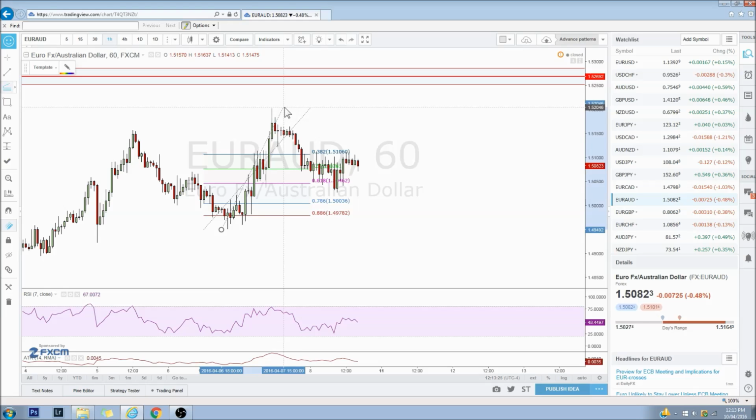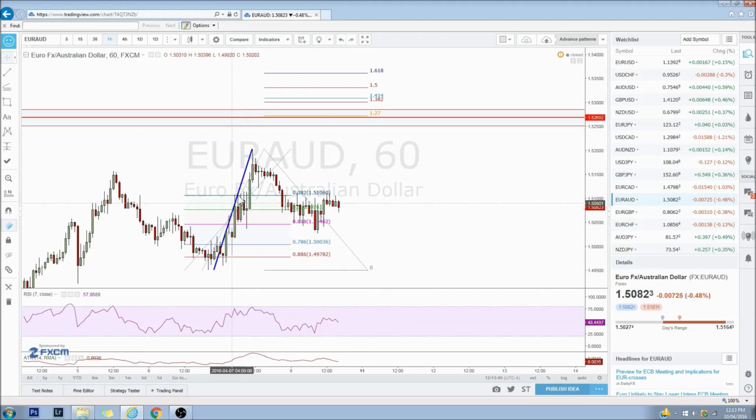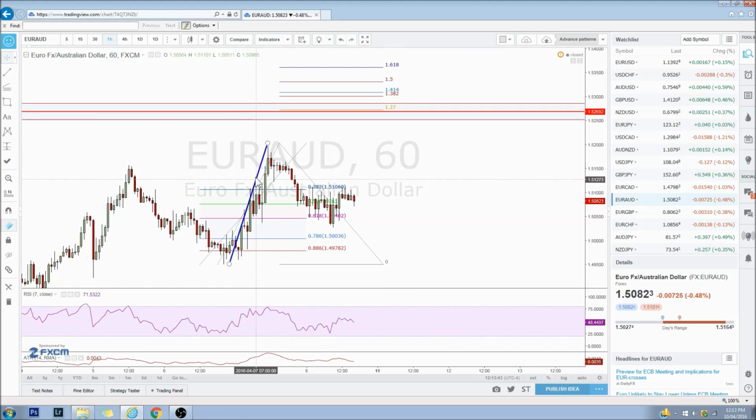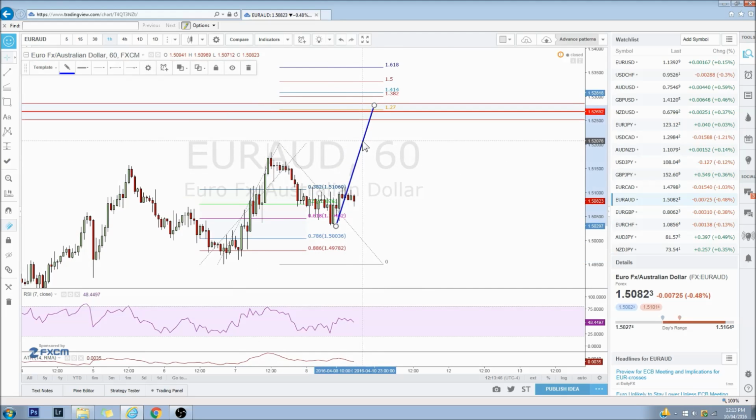an extension, Fibonacci extension, to the 127, which falls right there on the line. And with that 127, I'm looking for a harmonic move. Let me grab it. There we go. And a harmonic move up into that 127. First target's here. Second target's down in here. And those are my two options for the Euro Aussie next week.